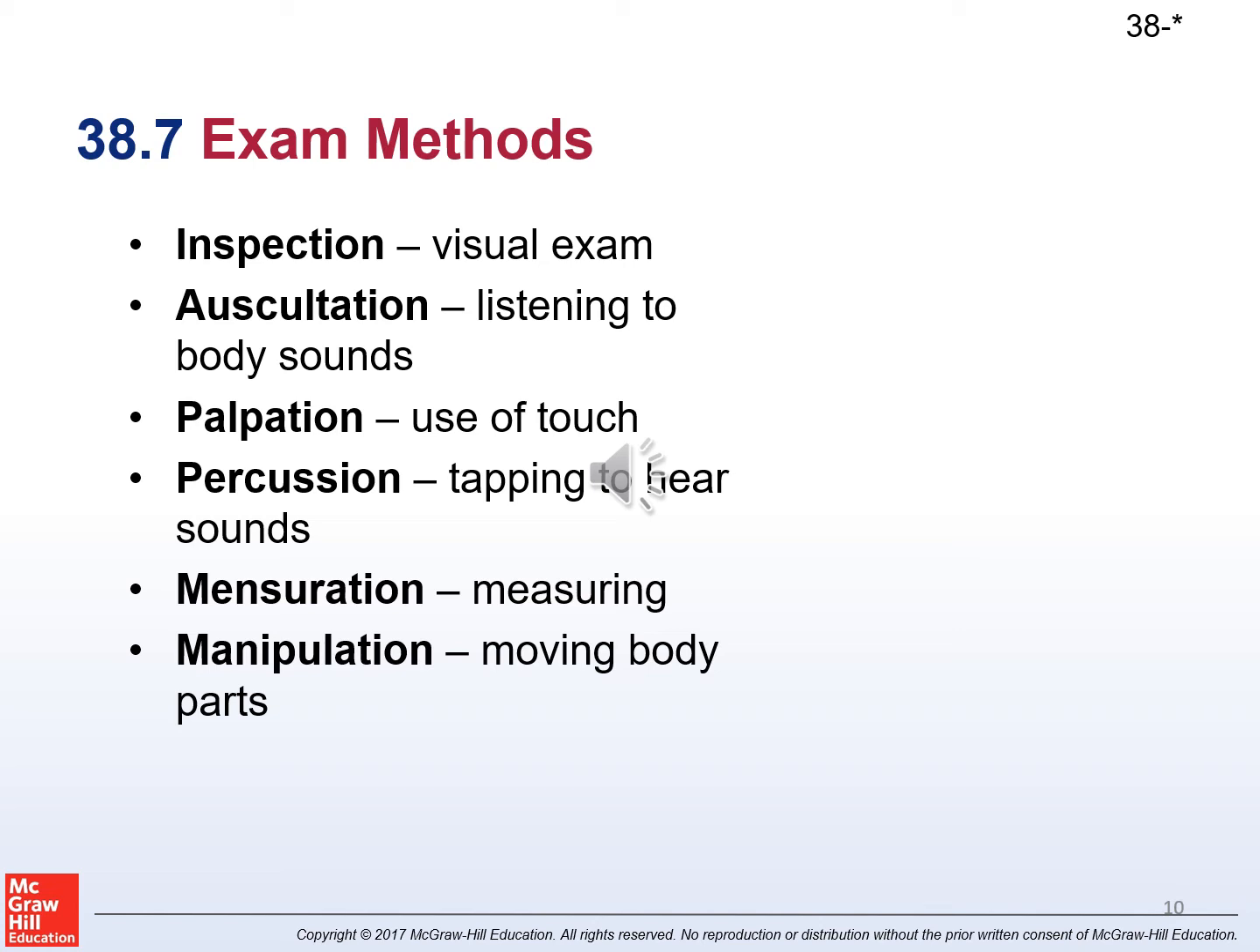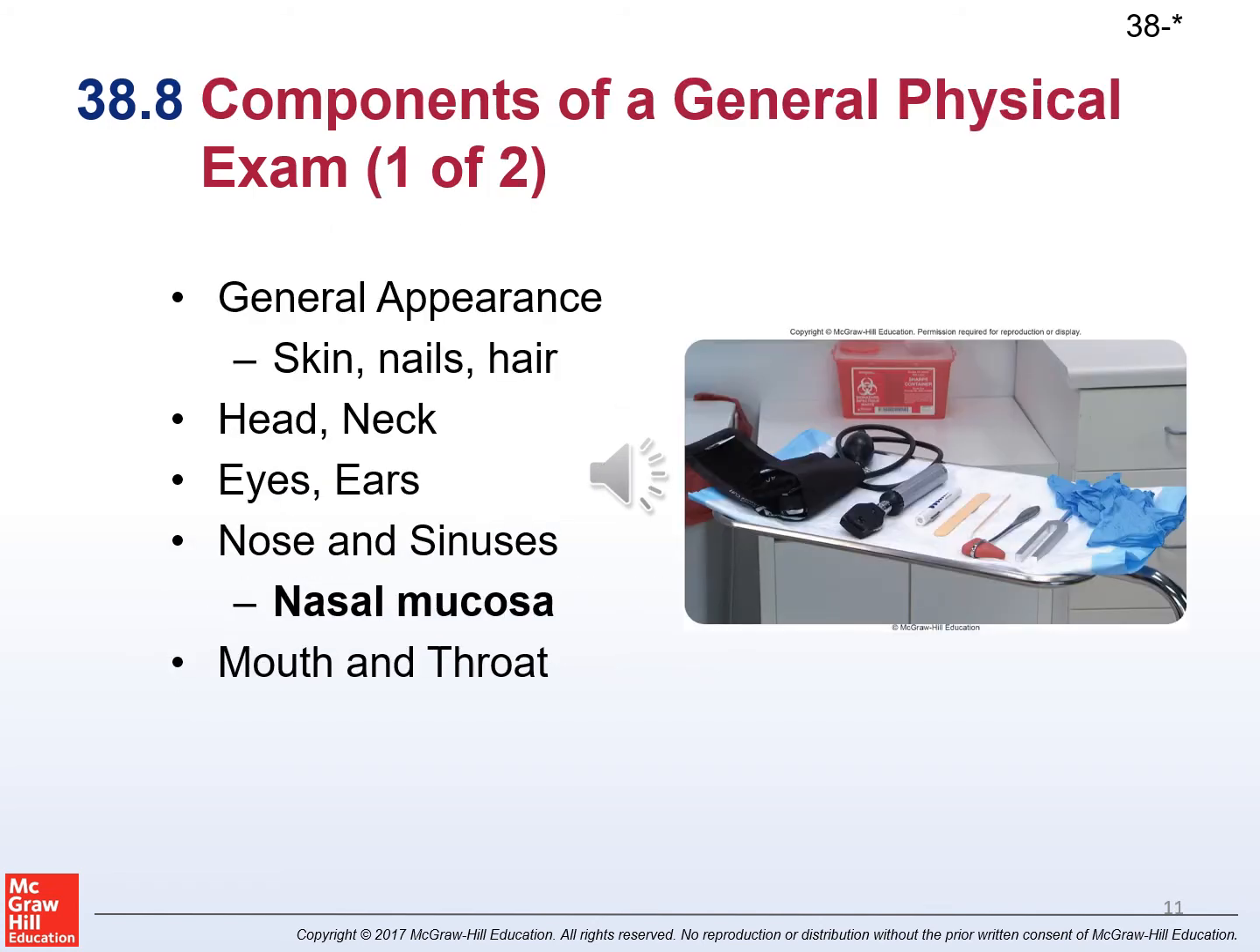Mensuration is the process of measuring. Manipulation is the systematic moving of a person's body parts to determine a joint's range of motion. Most physicians begin by assessing the patient's overall appearance and the condition of the patient's skin, nails, and hair. The medical assistant will have ready the basic items necessary for a general physical exam.